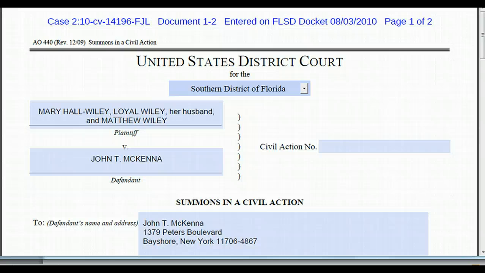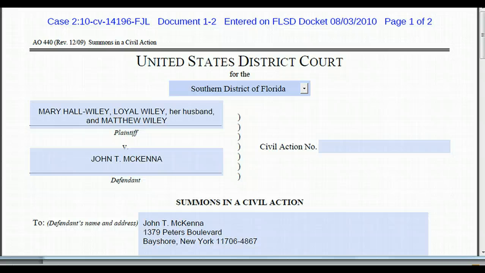Okay, so this motion is a motion for extension of time for the plaintiff to serve process on the county. And what does that mean, serving process? You've probably heard something to that effect just in TV shows or movies.